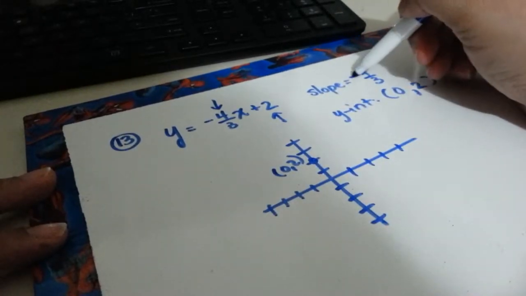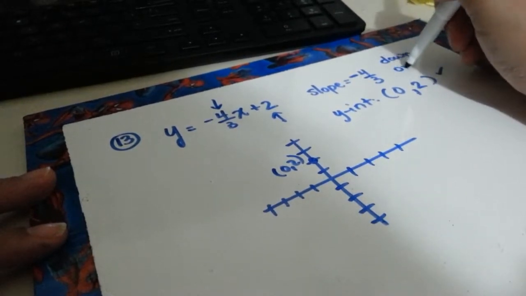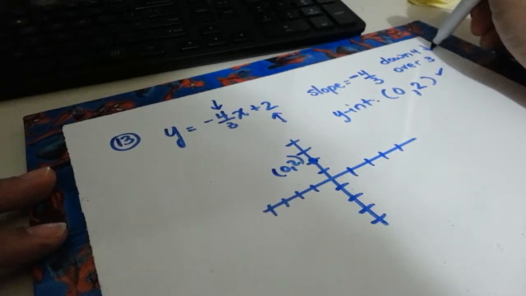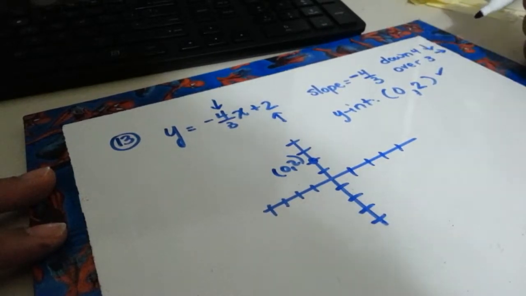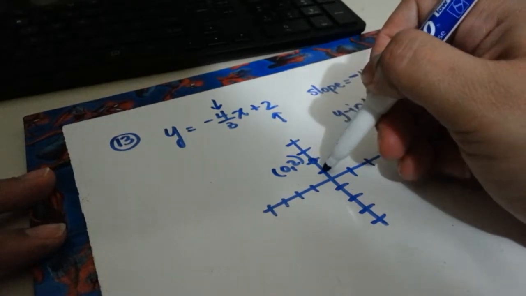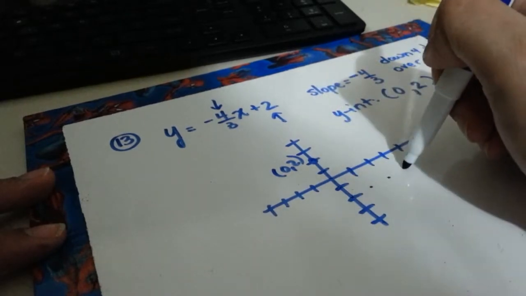And then you look at the slope. The slope is negative. That means you go down 4 over 3. Alright, so you go down 4 and you go over 3. So starting from this point, 1, 2, 3, 4 over 3. 1, 2, 3.